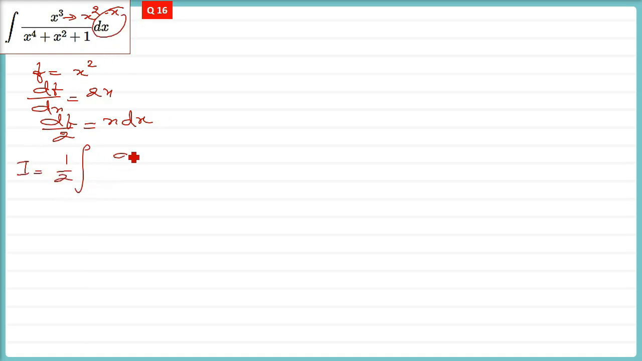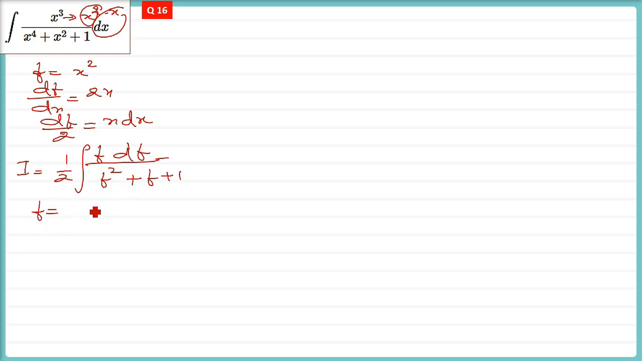1 by 2, I am taking dt by 2, that is dt is here. 1 by 2 I have taken outside. X square you have taken as t, so you can just put t in the numerator. X raised 4 is x square whole square, which is t square. X square already taken as t, plus t. So this t needs to be represented in the form of t square plus t plus 1.